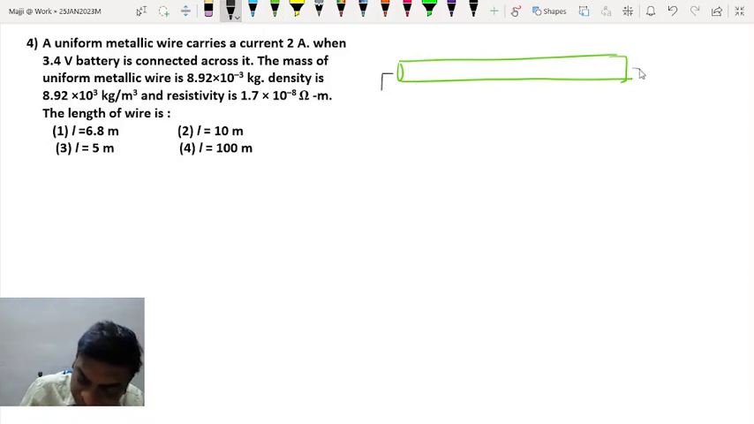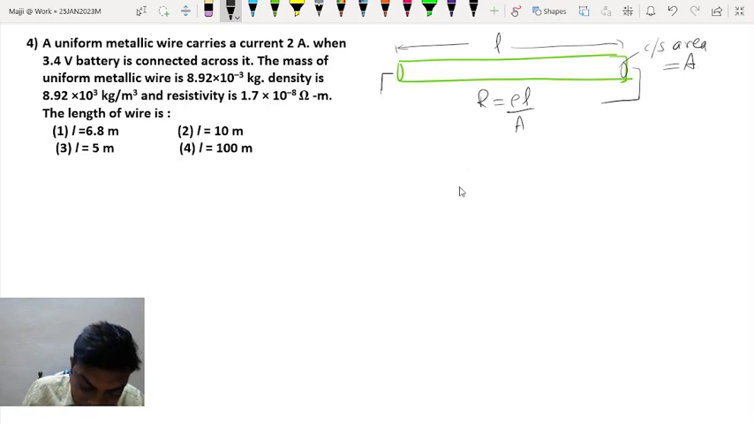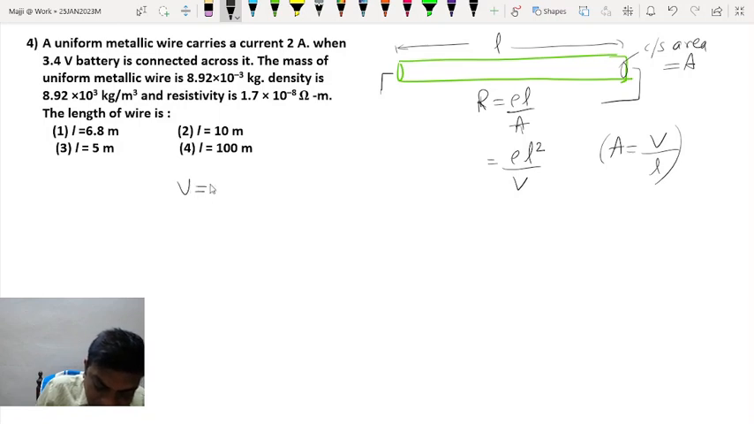Resistance across a prism is given by rho L by A, where L is its length, A is the cross sectional area, and rho is the resistivity of the material. Now we can find the volume. From volume we can replace area. Area can be written as volume upon length. So let us calculate the volume here. Volume will be mass by density.